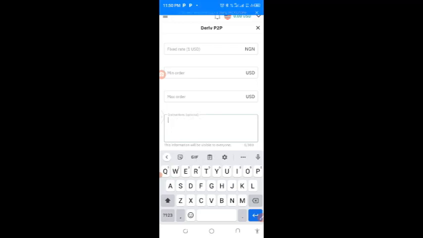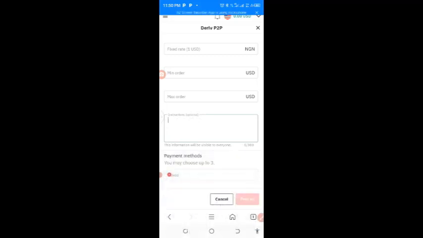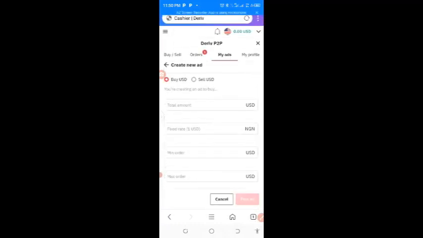If anybody wants to buy, that is where they will send the money to you. Make sure you add your phone number, and then they will contact you immediately. So this is another way of supporting your dollar arbitrage. This is for selling now.